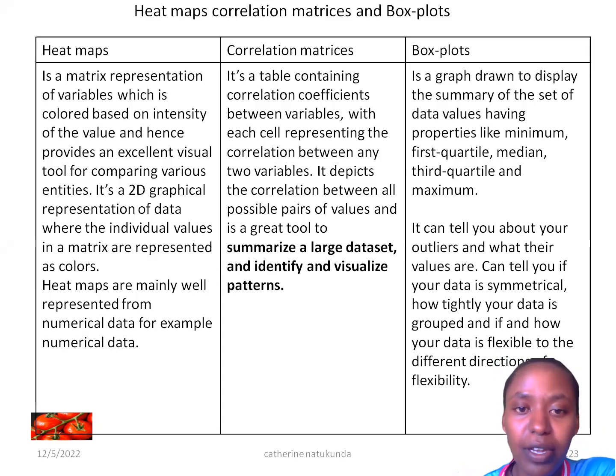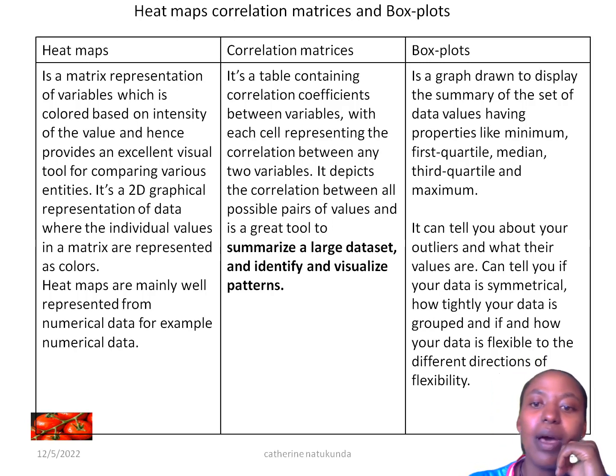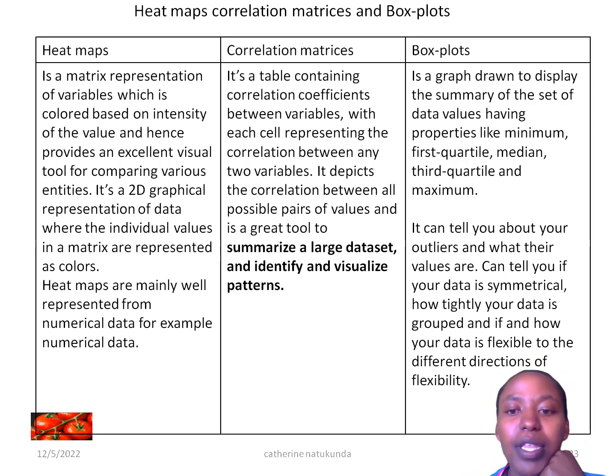Then the correlation matrix, it's a table containing correlation coefficients between variables, with each cell representing the correlation between two variables. Its main aim is to summarize large data sets and visualize the different patterns in it. Then the box plot, it's a graph drawn to display the summary of a set of data values having properties like minimum, first quartile, median, third quartile, and everything.